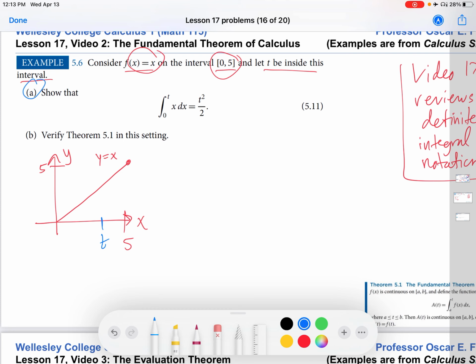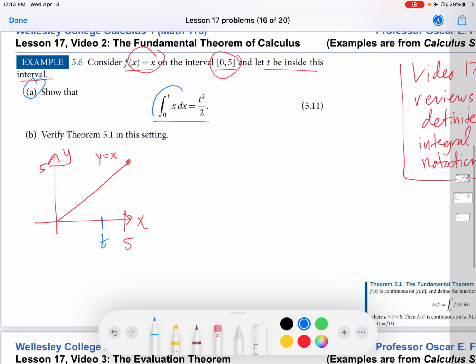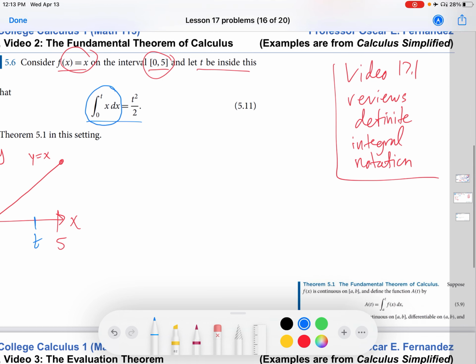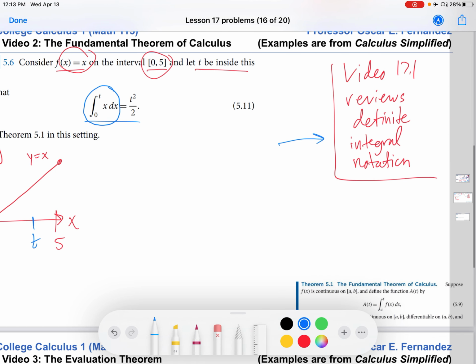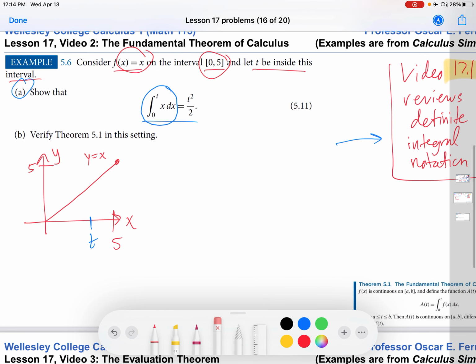Part A, show that this. So what is this? Well, on the left-hand side, this is a definite integral. So we talked about the notation for the definite integral in a previous video, the one before this one actually, video 17.1. So if you want to review that, go ahead and check that one out. So show that the definite integral from 0 to t of the function x is equal to t squared over 2. Okay, so let's do that first.